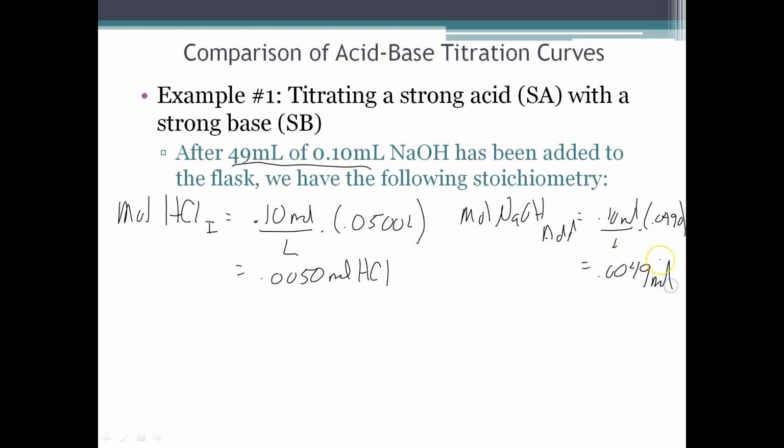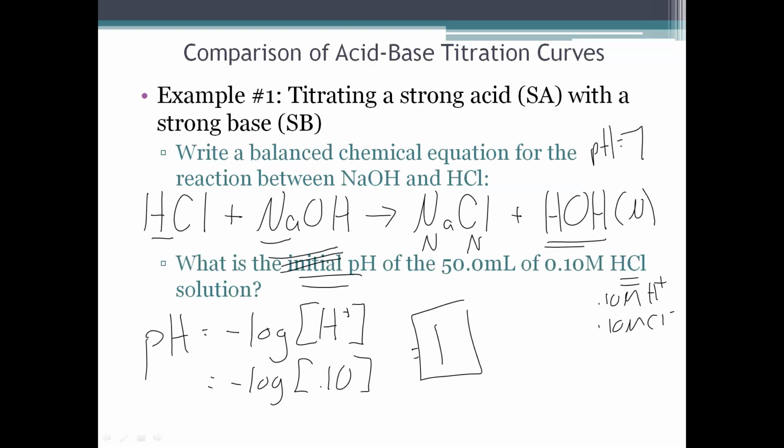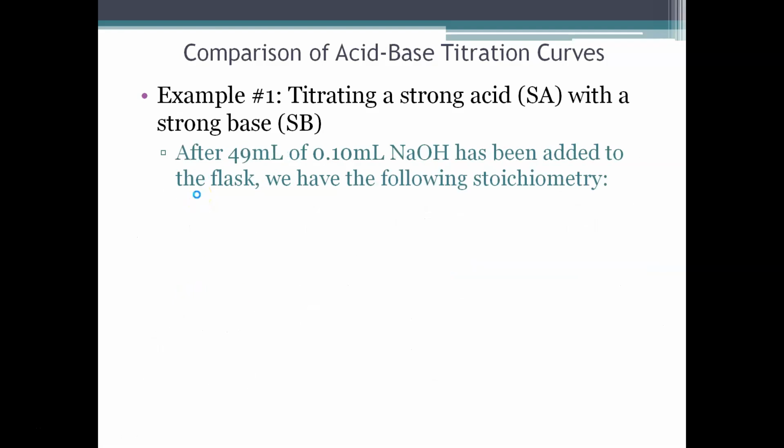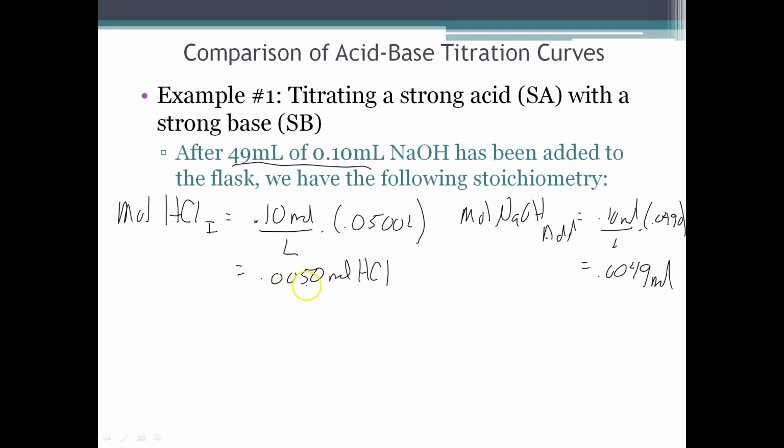0.0049 moles. So this is important. I started with 0.0050 moles of acid. I added 0.0049 moles of base. Okay, so if you go back to your chemical equation here, it combines in a 1:1 ratio. 1 mole of NaOH will react with 1 mole of hydrochloric acid. So if I started with 0.0050 moles of hydrochloric acid, and I added 0.0049 moles of base, I'll have a little bit of acid left over.